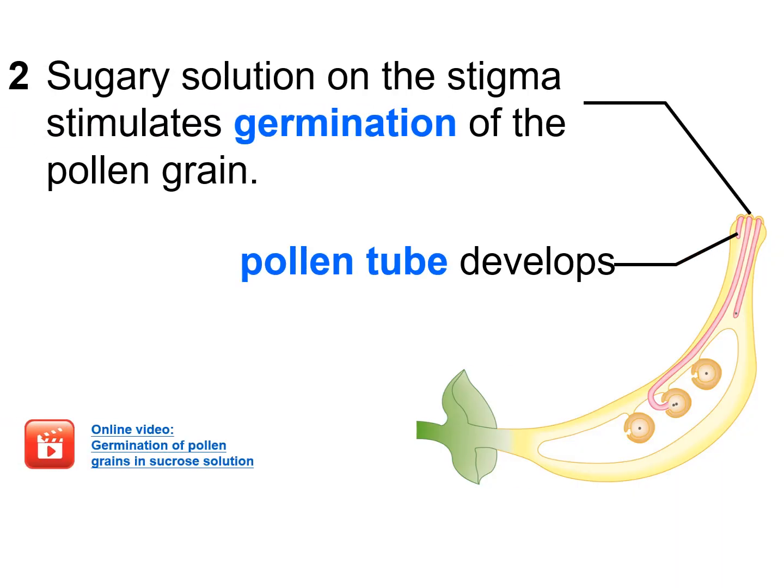Before the holiday, we also told you what happened after pollination. When the pollen grain sticks on the stigma, for example, in here, this is a pollen grain, they stick on the stigma. What happens? The sugary solution on the stigma will stimulate the growth, or what we call the germination, of the pollen grain. So it is going to grow out a tube. And we call this very interesting tube from the pollen grain the pollen tube.